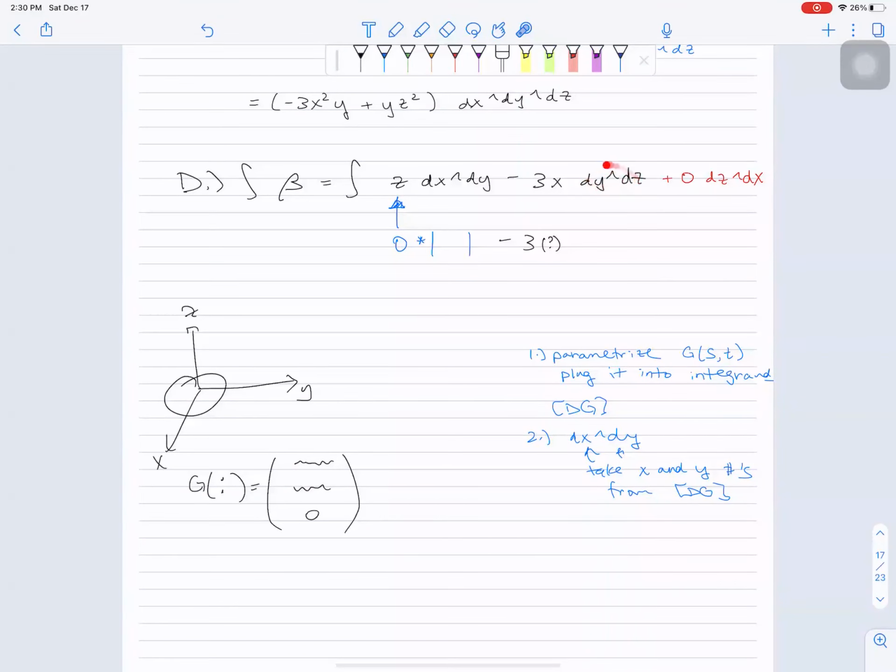But what is dy wedge dz? That's the area projected to the yz plane. Do we have any area projected to the yz plane? We don't, because we only have a flat disk. So if you imagine squeezing it to the yz plane, you don't have any area. It's just like a line in the yz plane. So this is 0. And then you have plus 0. So this integral is going to be the integral of 0 minus 0, which is 0.